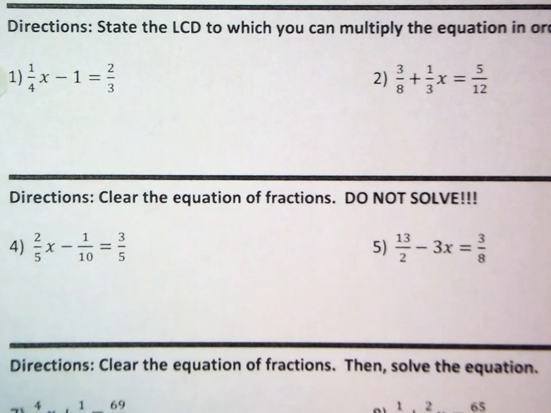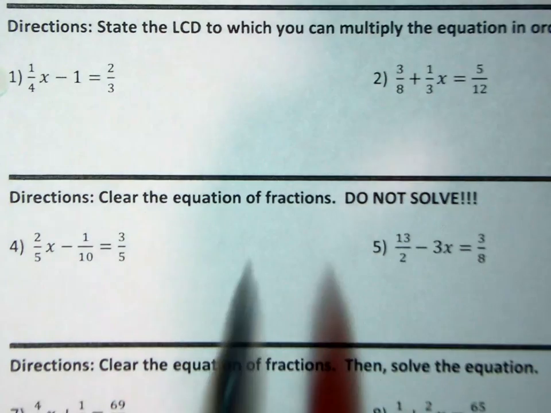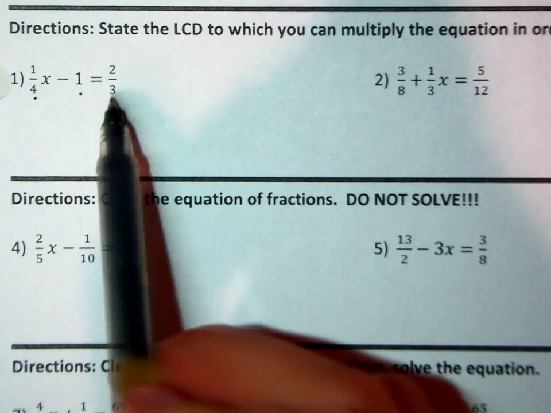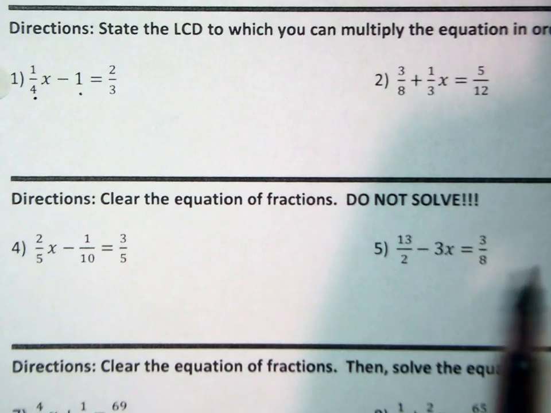Today we looked at solving equations with rational numbers, clearing fractions. Our directions for the top section state the LCD to which you can multiply the equation in order to clear the fractions. So we need to look at all of our denominators and figure out what our LCD is.